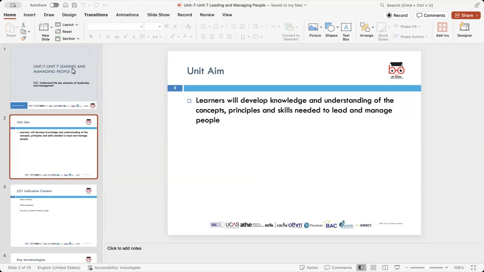Unit aim. This unit helps you understand the skills and knowledge needed to lead and manage people effectively. It focuses on the key concepts of leadership and management and how they apply in real life situations. So by the end of the unit, I believe you will know how to motivate teams, make decisions, and ensure smooth operations within organizations.